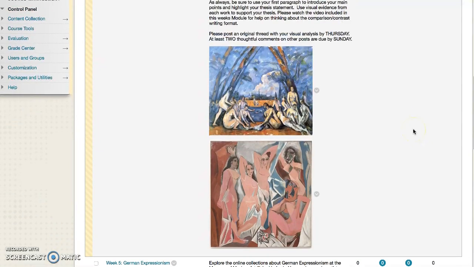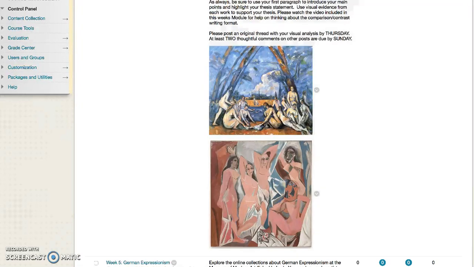So when we do a compare and contrast essay, we're basically taking one artwork and looking at it, trying to find similarities as well as differences to another artwork. What might that look like?